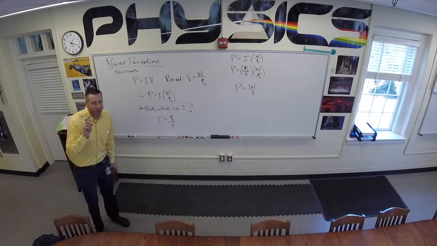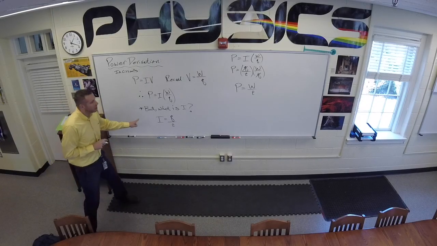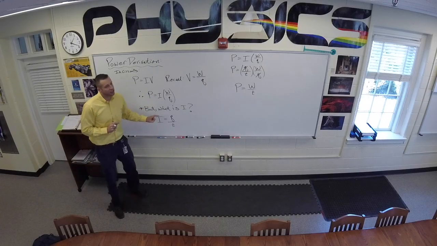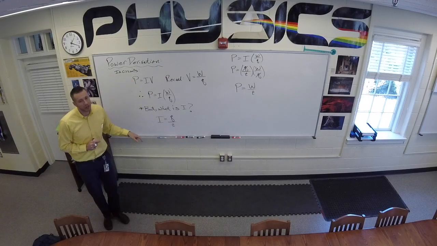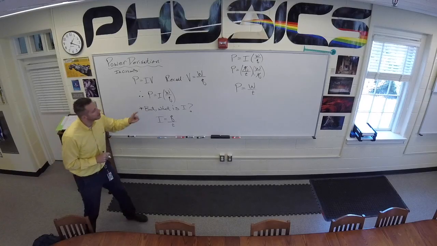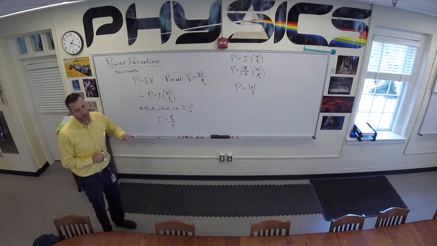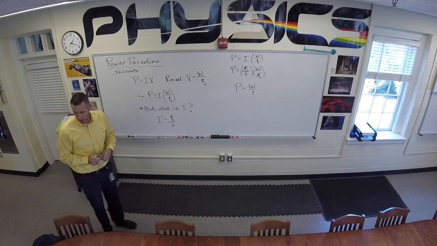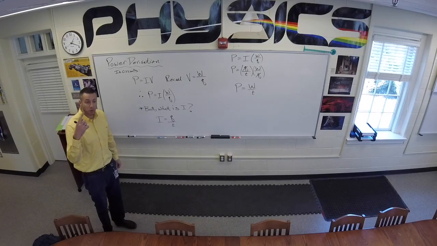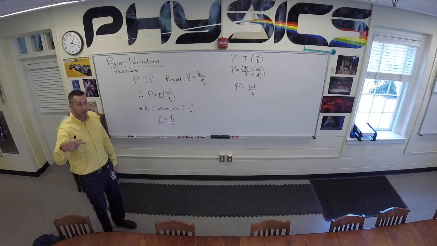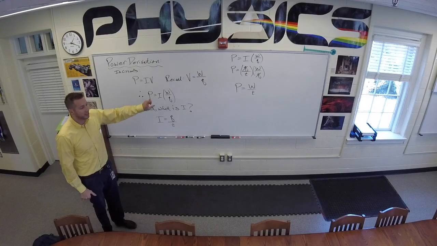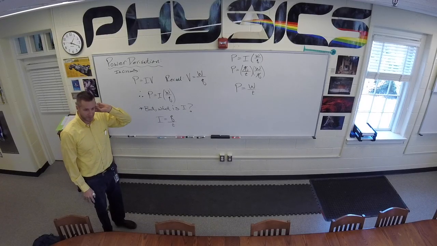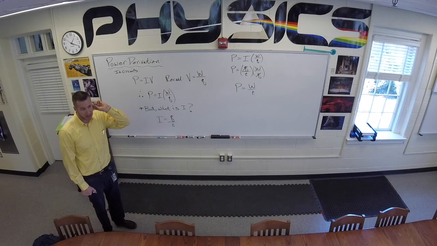But if Q divided by T is the rate at which electrons move, then what is W divided by T? The rate at which the work moves. Wait, W is work in this, not watts. Yes, we're talking about work, not power. Sorry, I'm so excited.